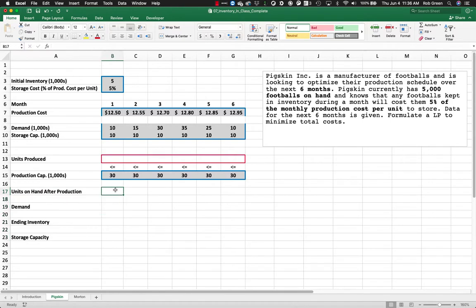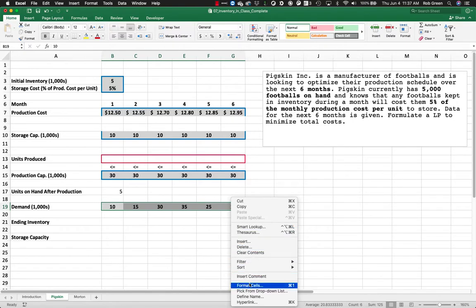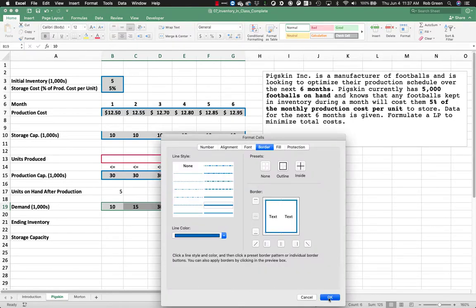So units on hand after production. Well, in this first month, right, units on hand after production is the number of units produced plus our initial inventory. Easy peasy, right? The other thing you do need to learn about multi-period problems is that the first period and the last period are often unique, as we'll see here in a moment. So then we have our demand. This is in the thousands already, so I'm going to take it down here. I am going to cut and paste it. We're going to put that nice border around it.